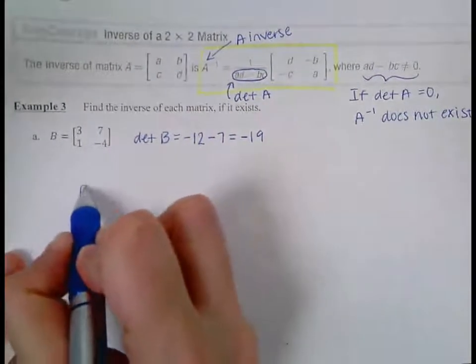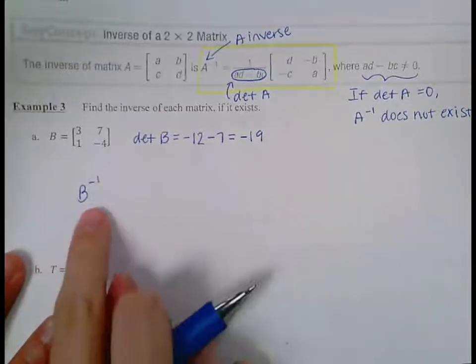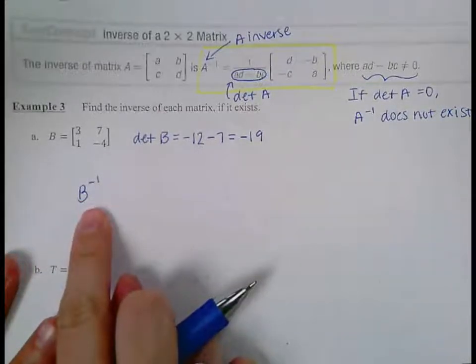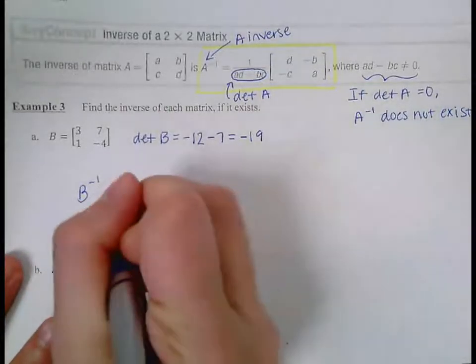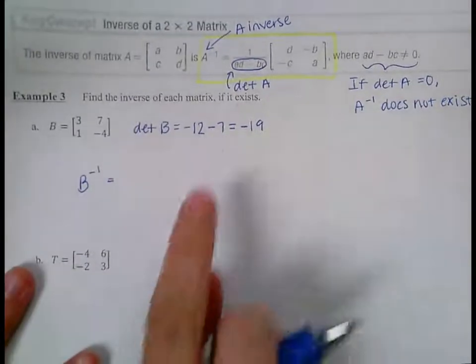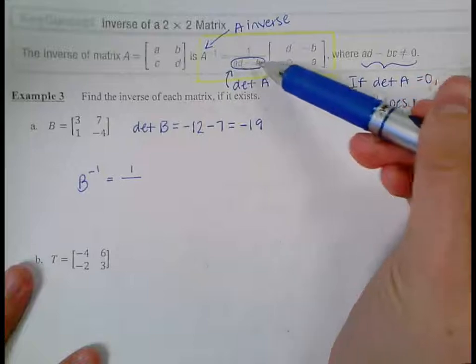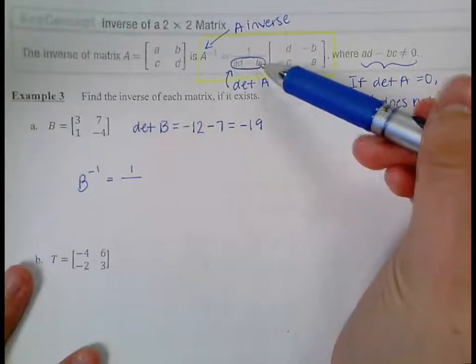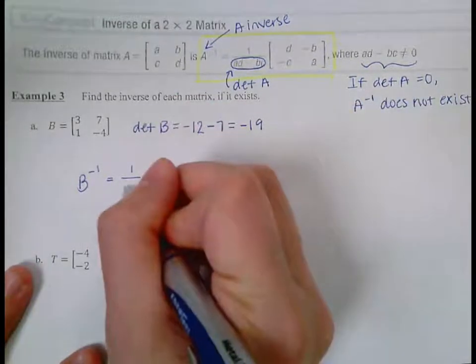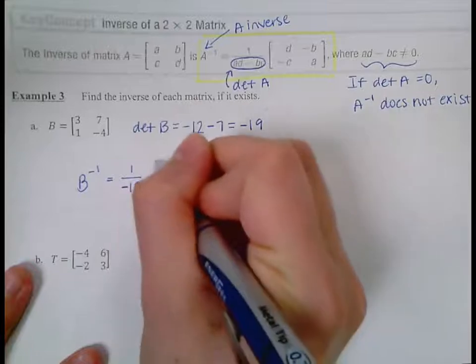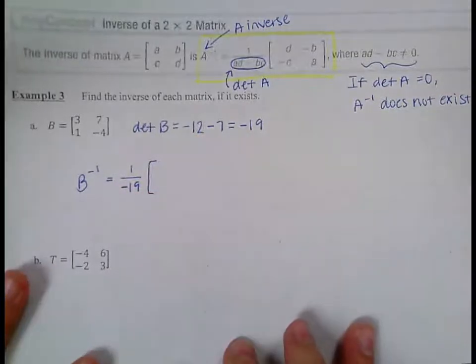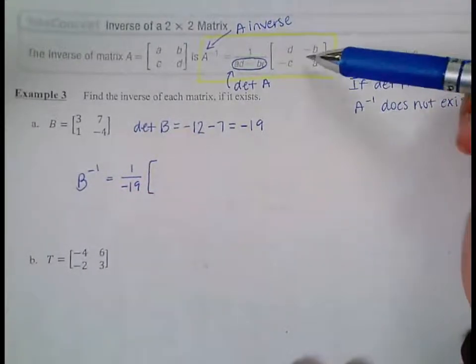So I'm going to write B inverse. So again, you basically write it, it's B to the negative first. That's what it looks like. Will equal 1 over, the denominator of that fraction is your determinant. So that was -19. So 1 over -19, multiplied by the following matrix.